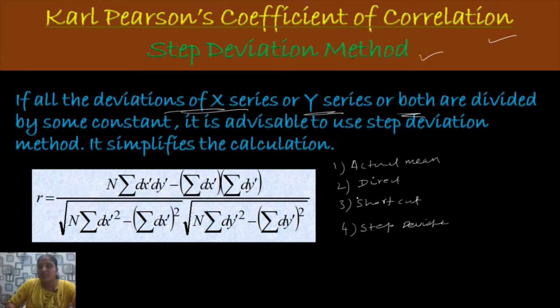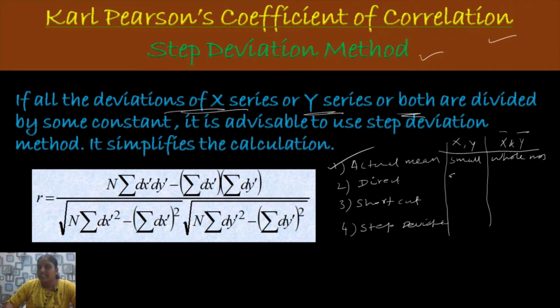It is a very efficient method to calculate the correlation coefficient. Under what situations do we have to prefer these methods? I am just giving you a short revision of all this here. Based on the values of x and y and the arithmetic means x bar and y bar, we have to choose the method. Suppose the values of x and y are small numbers and the arithmetic means x bar and y bar are whole numbers, we choose the actual mean method.